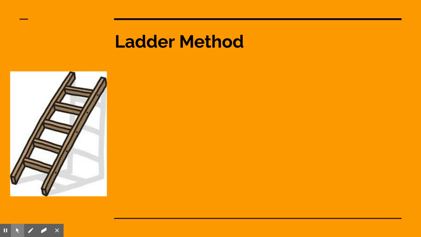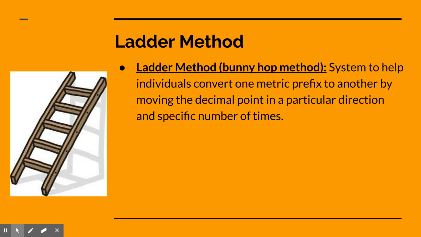Okay. We're going to keep going with it. So the ladder method. All those check your understandings are working up to understanding the ladder method. Maybe you've heard it as the bunny hop method, or I'm sure there are other names for it, but it's more or less a system to help individuals convert one metric prefix to another by moving the decimal point in a particular direction and a specific number of times.